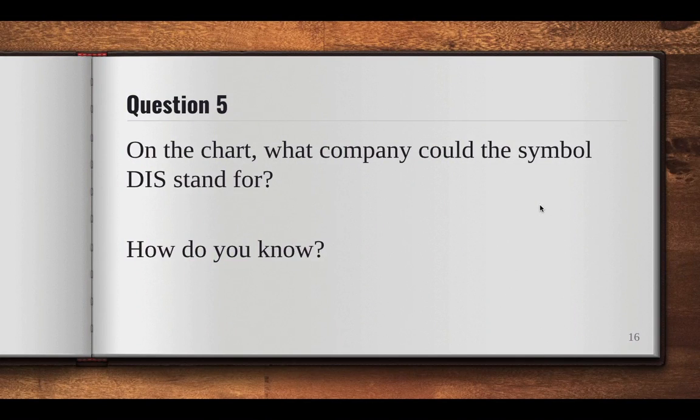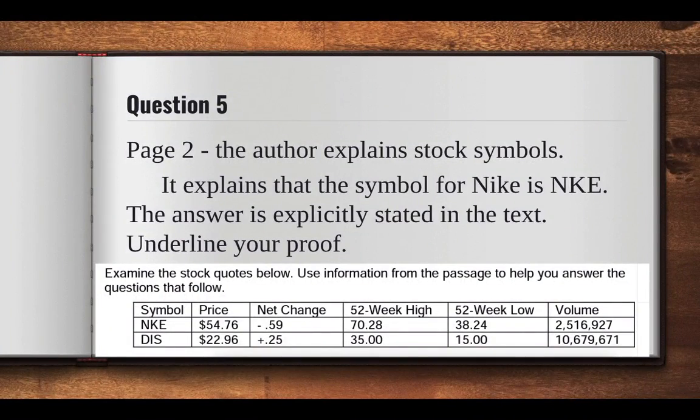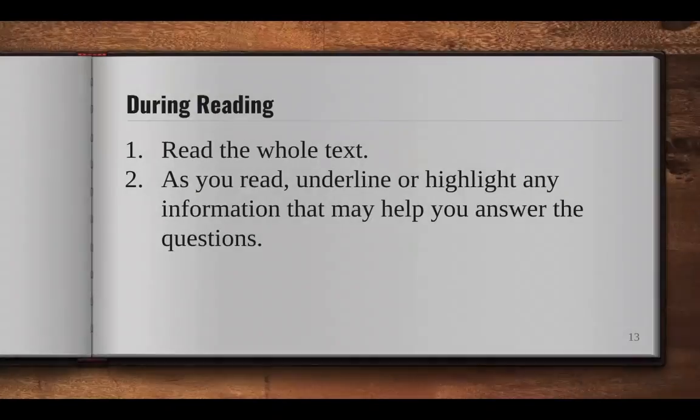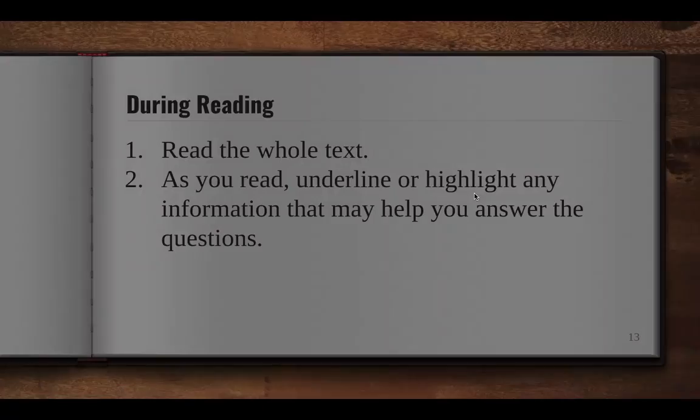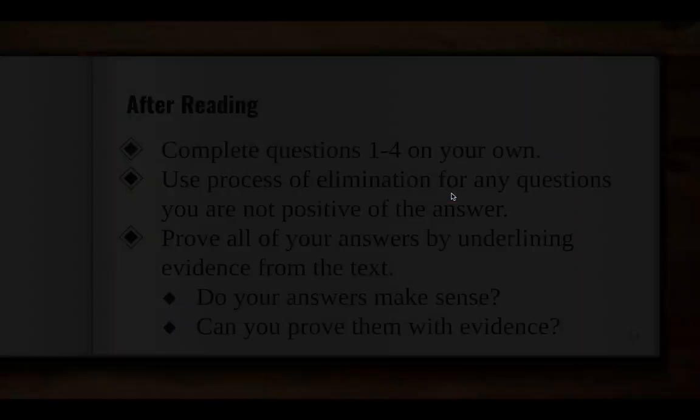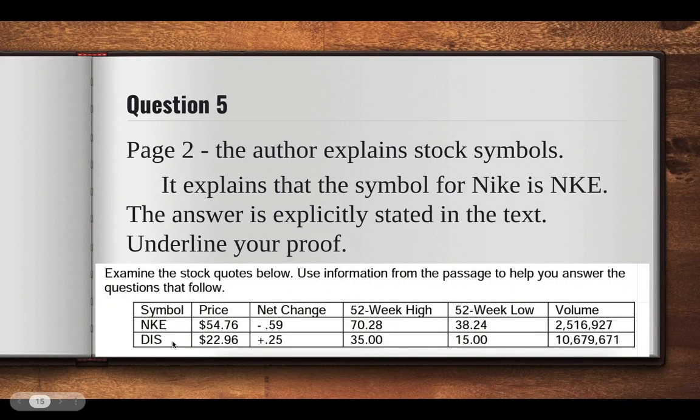On the chart, what company could the symbol DIS stand for, and how do you know? It's likely that DIS probably stands for Disney because right here it says Disney stock. And then it talks about the last price, the current price, and then down here it says DIS again. And it also is part of your questions. You want to make sure that you're using the questions to your advantage because sometimes questions later on will give you answers to previous questions.